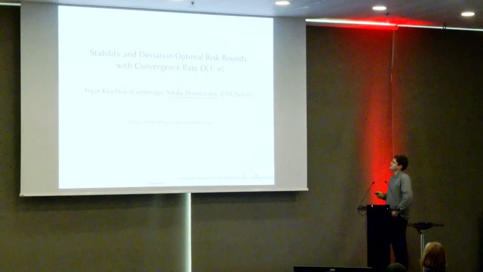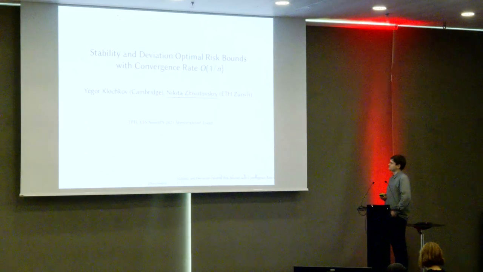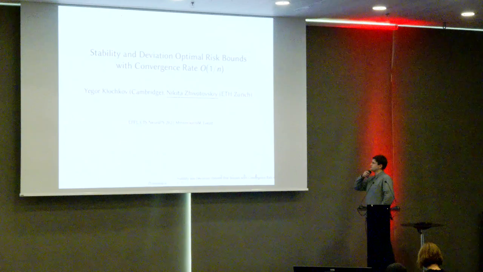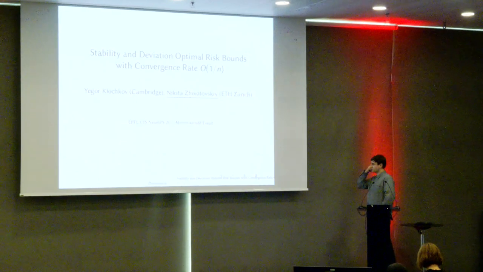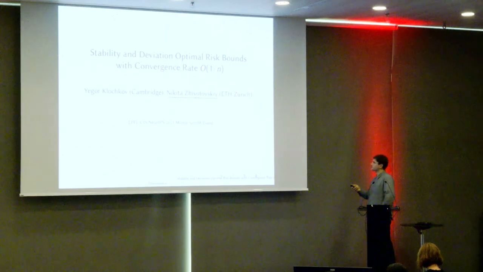It's called Stability and Deviation Optimal Risk Bounds with Convergence Rate 1 over N. I'm Nikita Zhivotovskiy from ETH, and it's a joint work with my colleague Igor Klechkov, who is a postdoc at the University of Cambridge. So let me start.